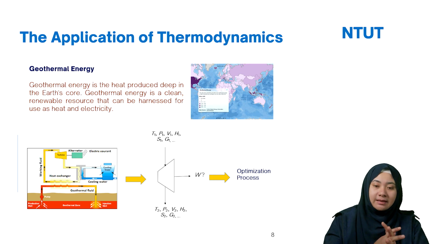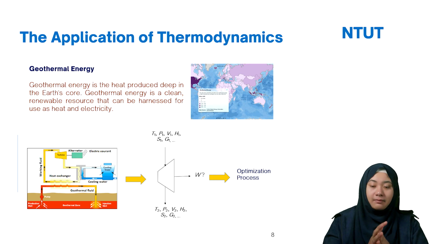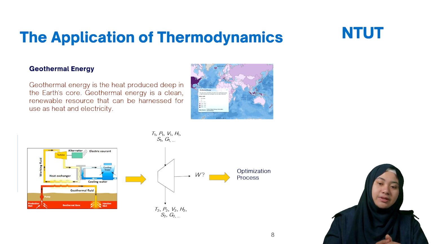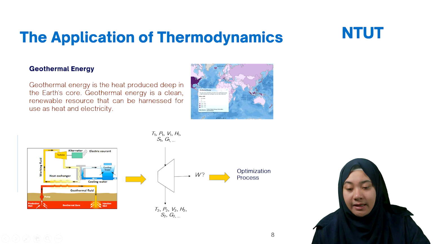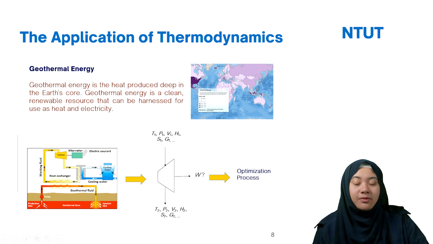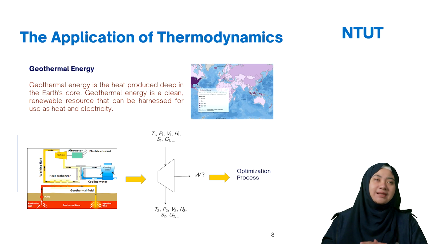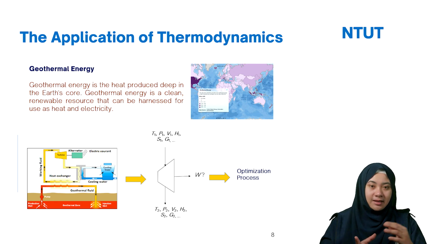So geothermal energy is basically clean, and it is a renewable resource that can be harnessed for use as heat and electricity. For example, here we have the production well, and then this is the pump. So it goes to here and comes back to the earth. So it is actually one cycle. When it goes to touch the heat exchanger, in the heat exchanger we use the working fluid. Working fluid means a kind of chemical or fluid, normally in liquid phase.